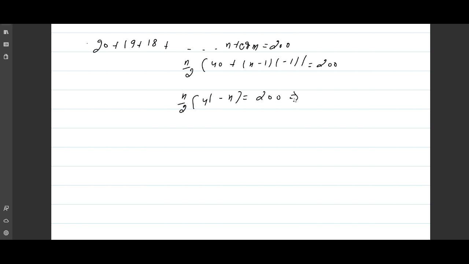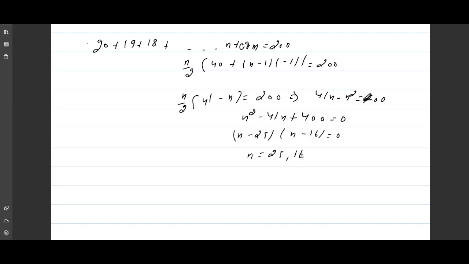On solving this, what we get? 41n minus n square is equal to 400. So on solving this, n square minus 41n plus 400 is equal to 0. So this is equal to n minus 25 into n minus 16, which is equal to 0. So n is equal to 25 and n is equal to 16.